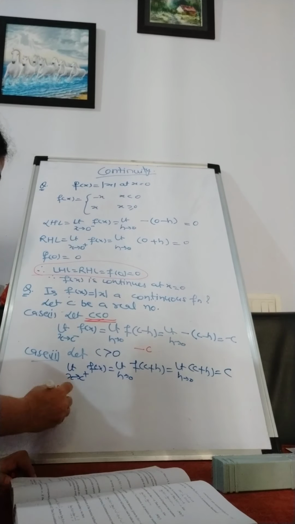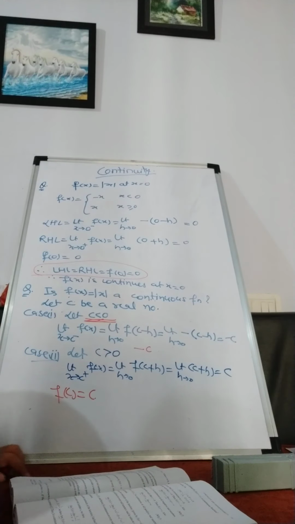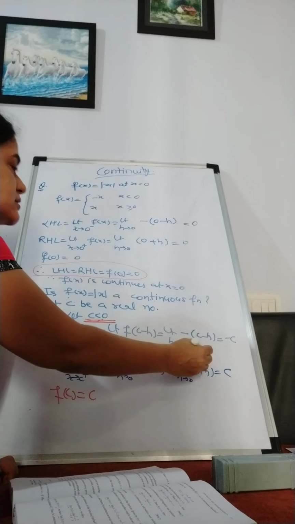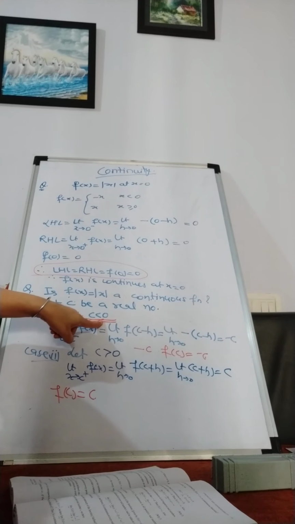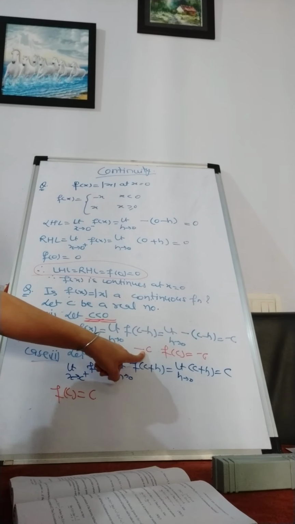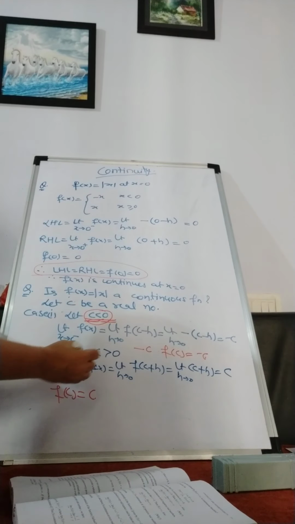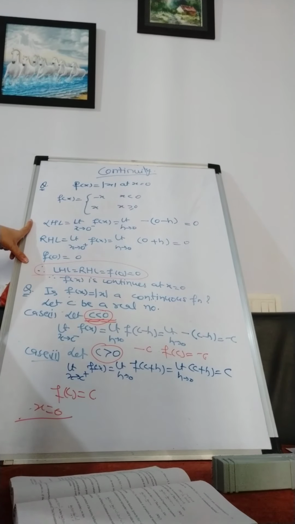Here c is positive, so a positive value. What is f(c)? That will be c. And what is f(c) over here? That is minus c, because I am taking c less than 0. So the function is continuous in this domain. The function is continuous in this domain.